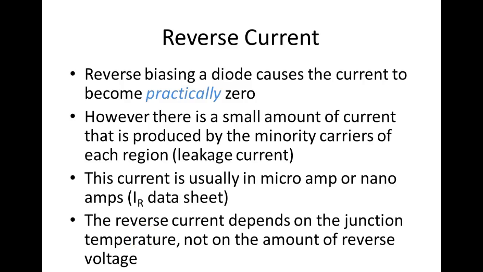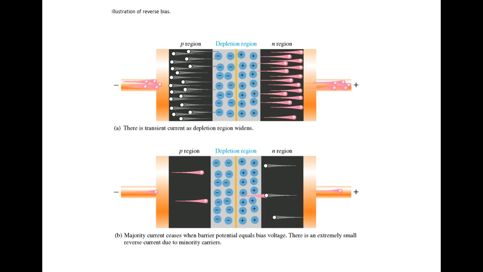The current is usually in microamps or nanoamps, and it's called IR on the data sheet. The reverse bias current depends on the junction temperature, not on the amount of reverse bias voltage. We talked about that too, right? And this is showing you.